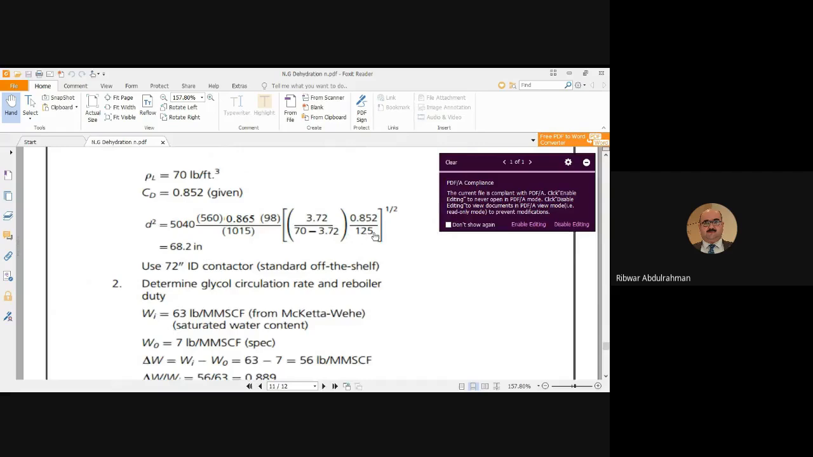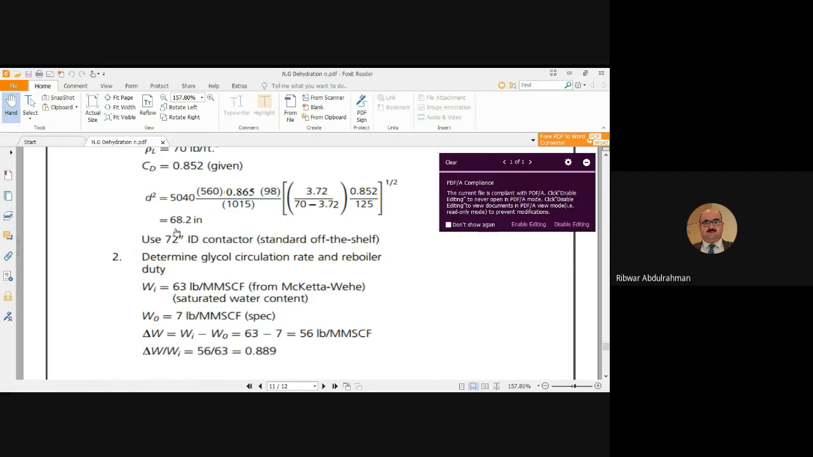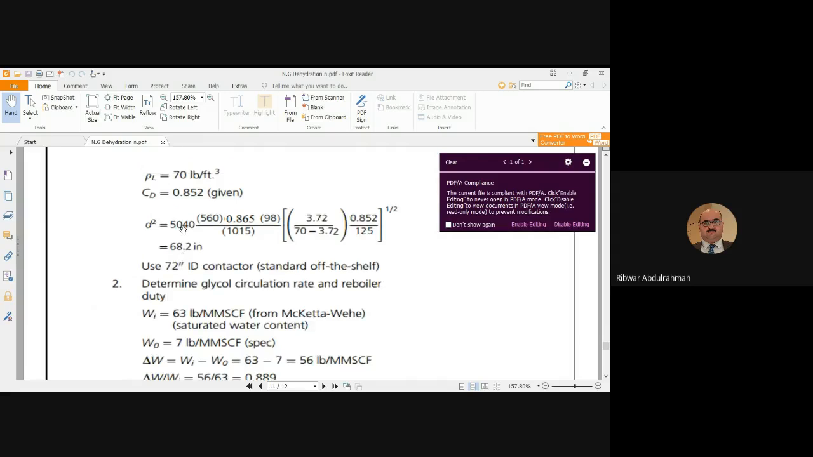So here it is given as 125. And again, do not forget that the power of this term is 0.5. So the final calculated diameter is equal to 68.2 inch. We could use 72 inside diameter for the contactor as a standard. So here we found the inside diameter of the absorber tower.